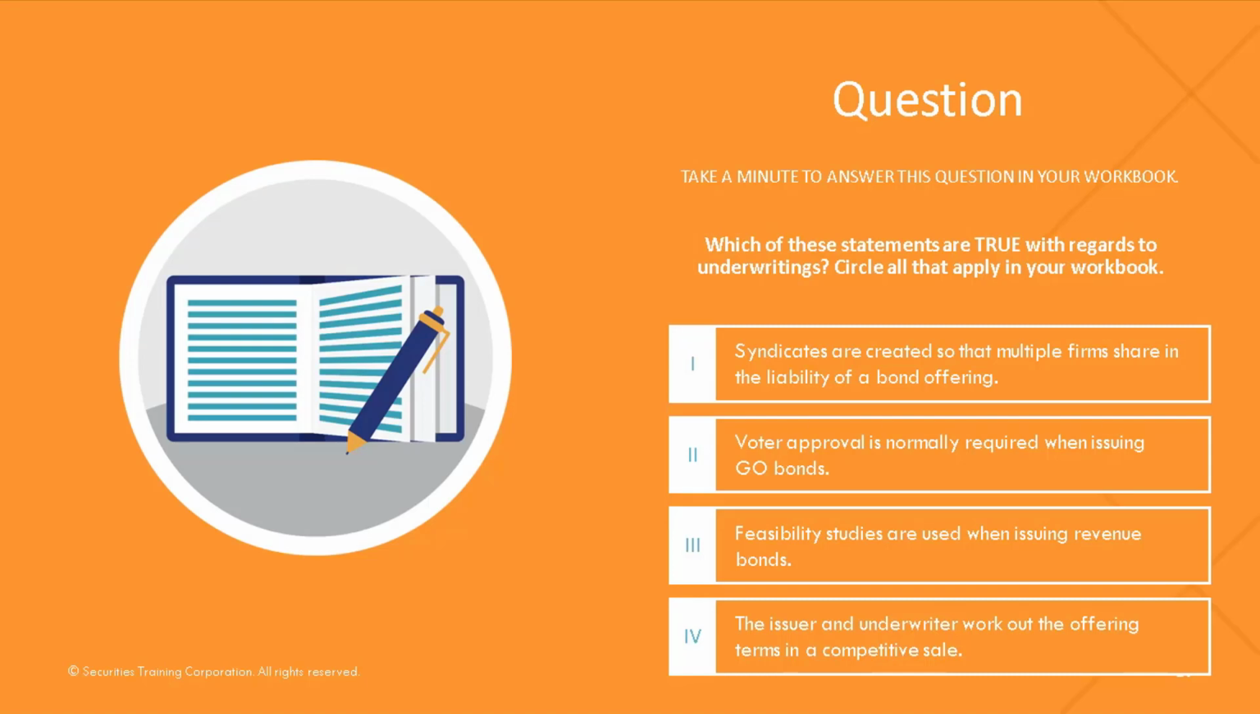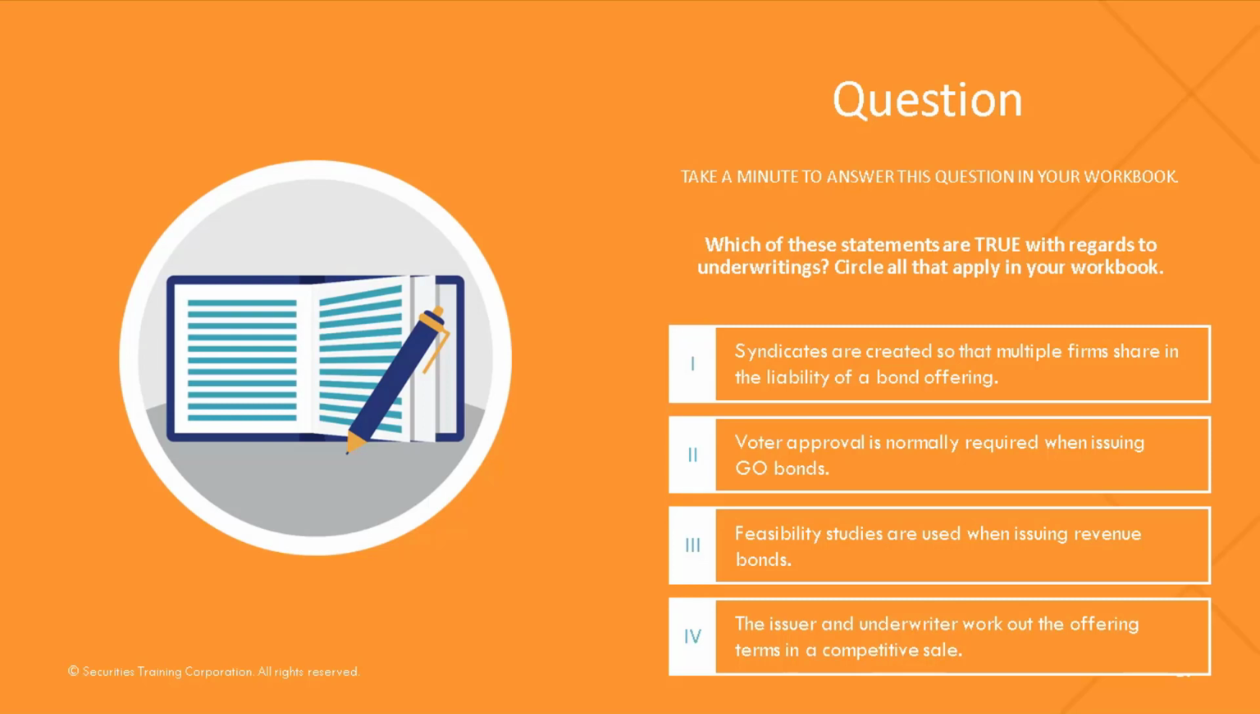Number 2, voter approval is normally required when issuing GO bonds. Is that true? The answer is yes, that is true. Okay, since GOs are backed by taxes, that's a true statement. It generally requires voter approval.